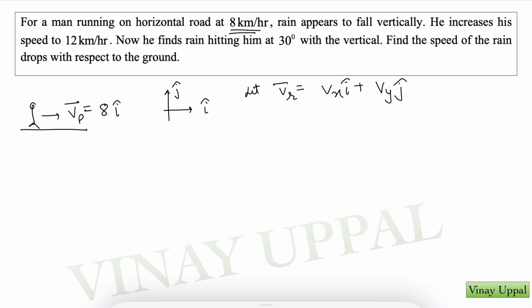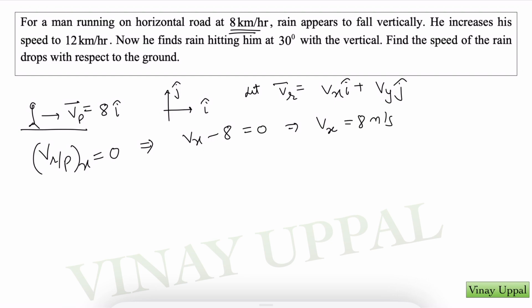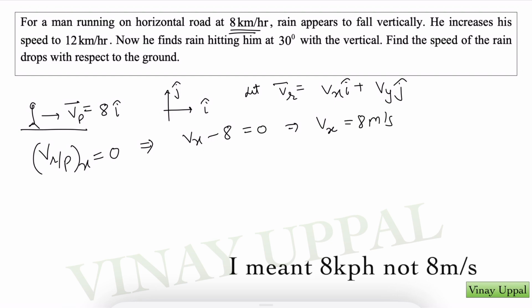So the first information given to us is that the velocity of the rain with respect to the person is vertical when he is running at 8 kph. So that means there is no horizontal component of the rain with respect to the person. So the x component would be 0. So the x component of rain Vx minus the x component of velocity of person, which is 8, should be 0, and therefore the velocity of the rain has a horizontal component of 8. So this is how we get the horizontal component of the velocity of rain.